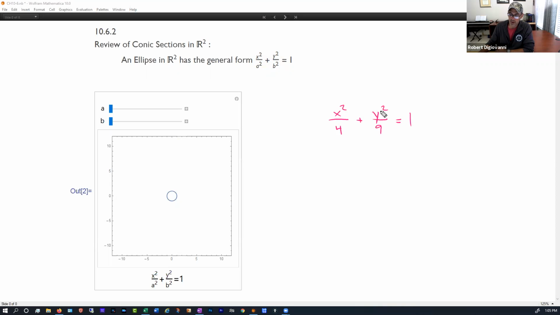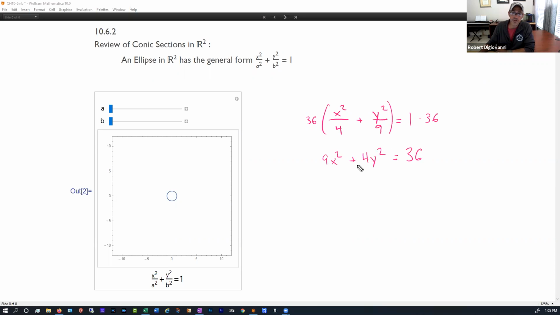So two variables, both of them are squared. We have addition between them, but now you have numbers underneath. Now you might think to yourself, couldn't I turn this into a circle? Maybe I just clear the denominators, like multiply everything by 36, right? So 36 here, 36 here, and let's see what happens. We get 9x squared plus 4y squared equals 36.